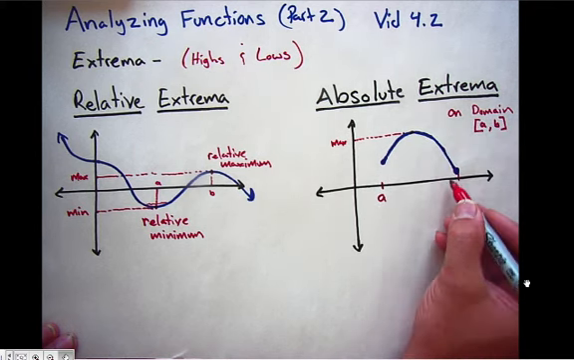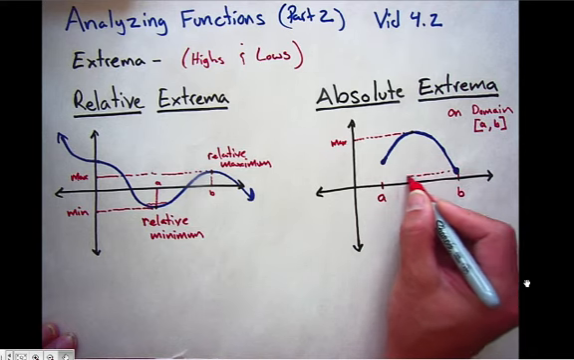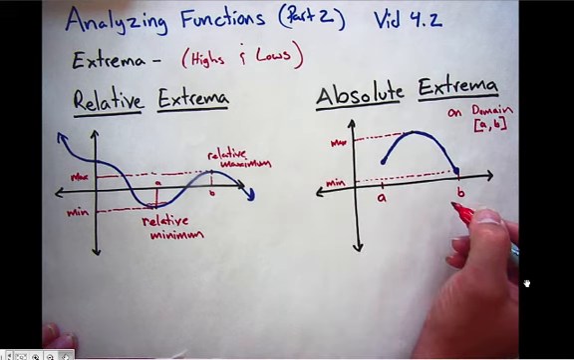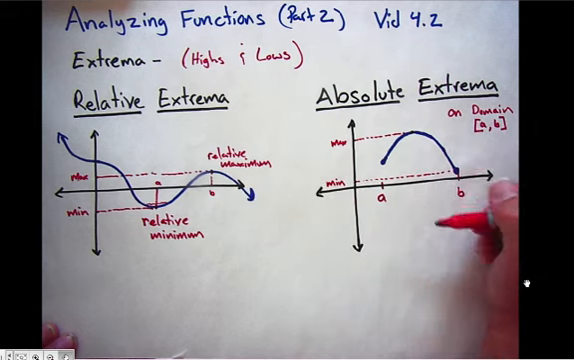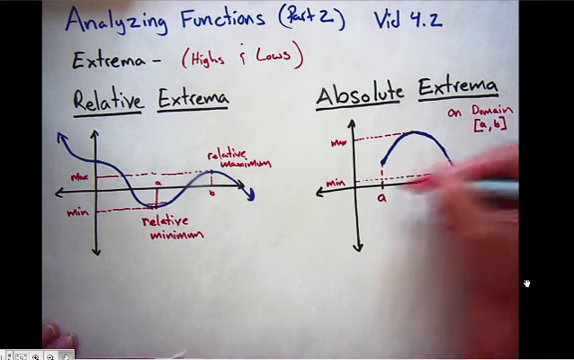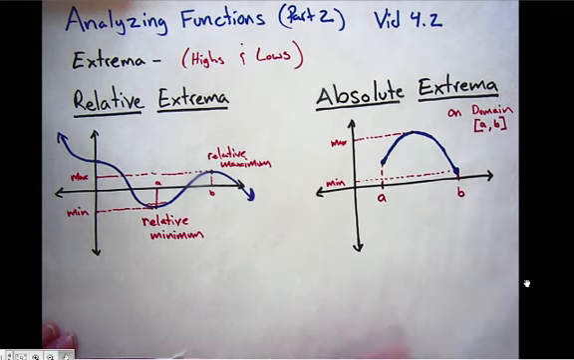The lowest point, it looks like it's right here, the lowest point on the graph. It's right here. We're going to call that the absolute minimum. So really, you're just looking in this region for the highest and lowest point on the graph. Okay, so between the points A and B, because that's our domain.